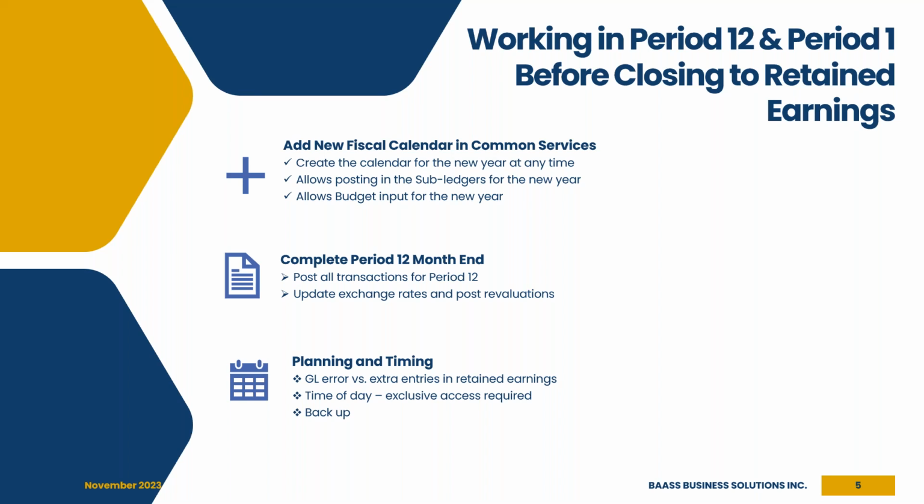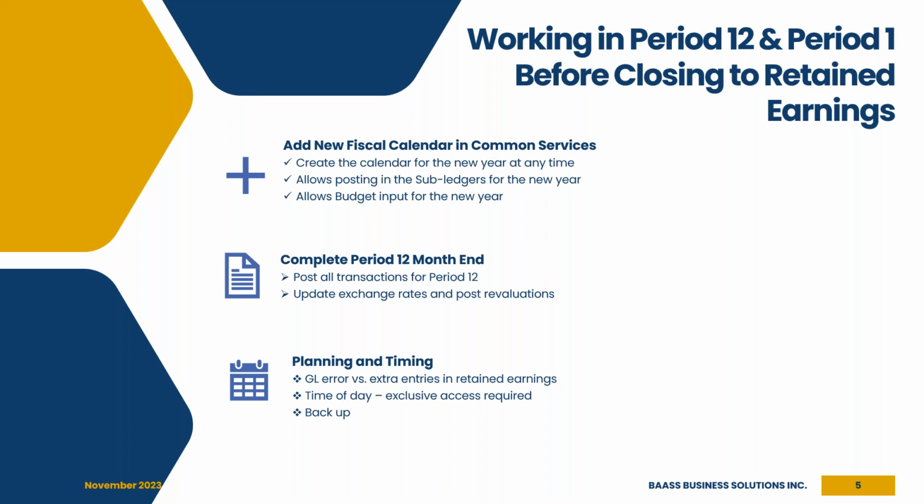Also in this period before closing to retained earnings, you're going to be working on closing your period 12. So you're going to post all transactions as you would for a regular month end. This would include printing any time-sensitive reports, reconciling to the GL for your control accounts. Also, if you are using a multi-currency system, you're going to update your exchange rates and post your revaluations. So we're doing all the steps that we would normally do at a regular month end. There might be a few additional things that you need to check at period 12 and make sure that it also includes all your bank reconciliations.